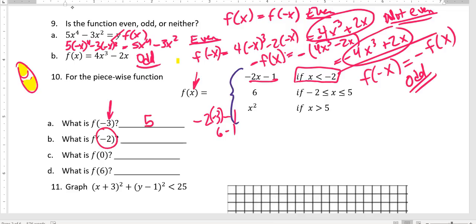Okay? Our next input is negative 2. Well, negative 2 is not less than negative 2. Since I have the equal sign here, I'm going to use this equation. Well, it's just a number. When it's just a number, it's a constant. It means that is a constant value for anywhere between negative 2 and 5. Well, 0, our next one, is between negative 2 and 5. So it's also going to fall into that middle function. And then last, when x is 6, well, 6 is definitely greater than 5. So we're going to use this function, x squared. So that's going to be 6 squared or 36.